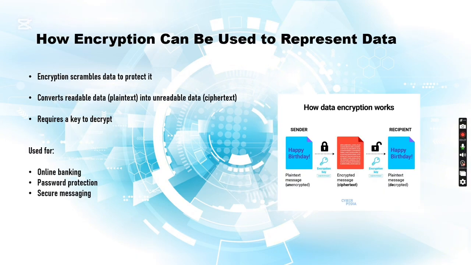How encryption can be used to represent data. Encryption scrambles data to protect it. It converts readable data, plain text, into unreadable data, ciphertext. It requires a key to decrypt. It is used for online banking, password protection, and secure messaging.